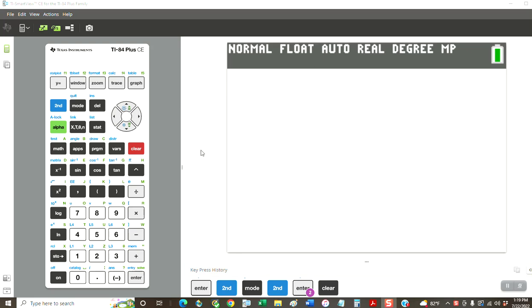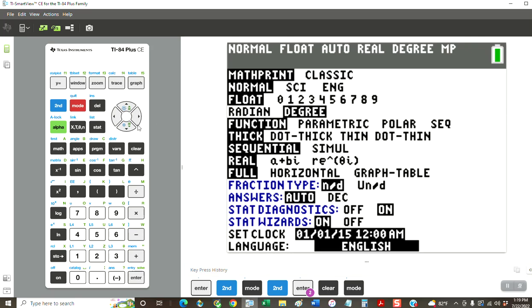So first thing that we have to do is make sure our calculator is in radians mode. If I click the mode button, you'll notice that I'm in degrees mode. So I have to go down to the radians and push enter to make sure that my calculator is in radians mode. For some of you, you'll have to change it from DEG to RAD to be in radians mode. So I'm going to go back to my home screen.